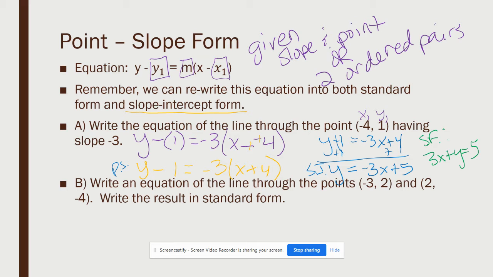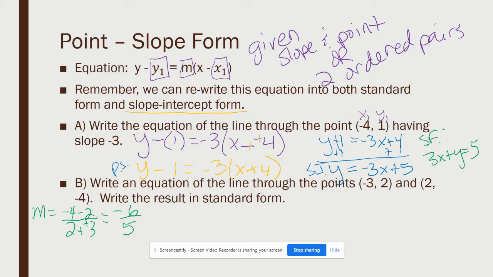For part B, we have to take an extra step. They give us two ordered pairs. So we're going to have to start with finding the slope. So finding the slope, negative 4 minus 2 over 2 minus negative 3. That gives us negative 6 over positive 5 for our slope.